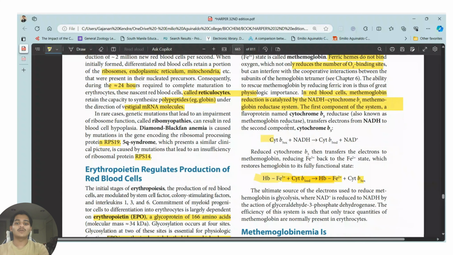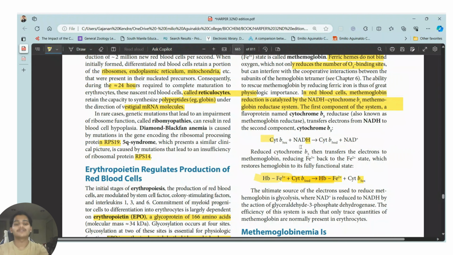In red blood cells, methemoglobin reduction is catalyzed by the NADH-cytochrome b5 methemoglobin reductase system, and this system has two components. The first component is cytochrome b5 reductase, and the second component, the reduced cytochrome b5, will transfer the electron. This is the complete reaction. What happens is that cytochrome b5 is in the oxidized form. This NADH has one hydrogen, meaning one electron is present here. This one electron will be transferred to the oxidized cytochrome b5, and it will become reduced cytochrome b5, and this NAD can again go through glycolysis and get converted into NADH and carry one electron again.